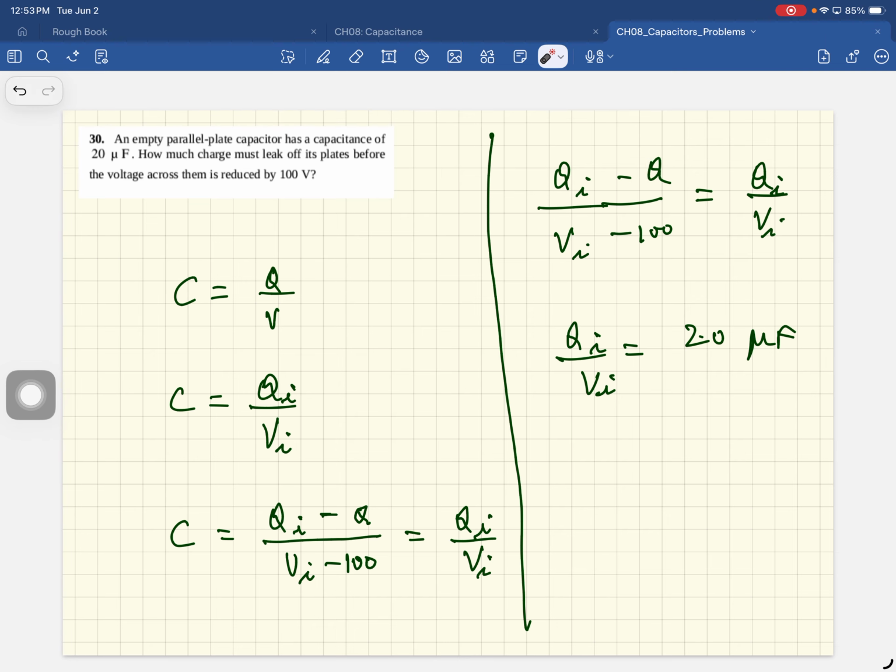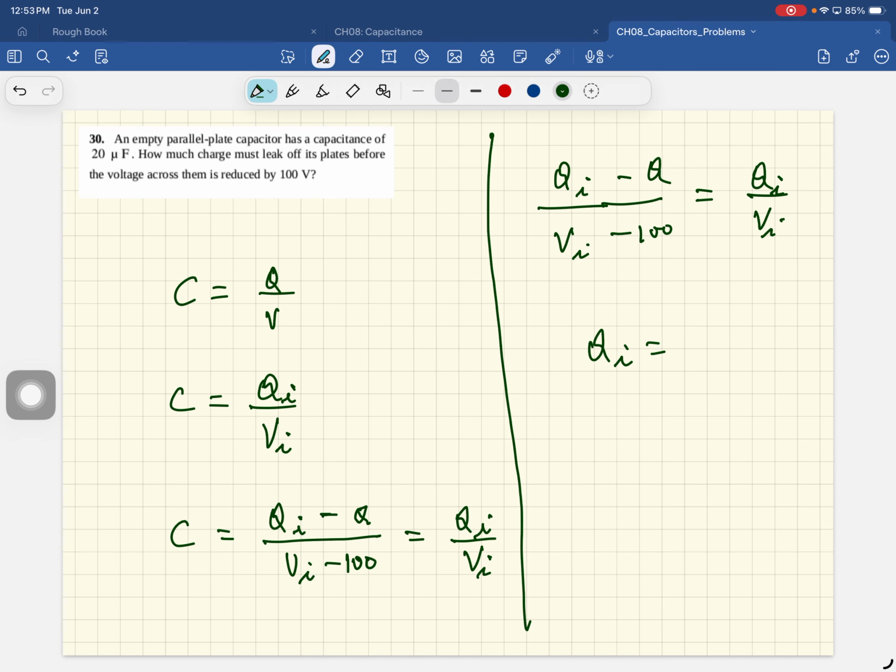So 20 microfarads times 100 volts, and that becomes 2 millicoulombs. It's a lot simpler of a problem, a lot simpler way to do it. Yeah, but I should be able to do it the other way.